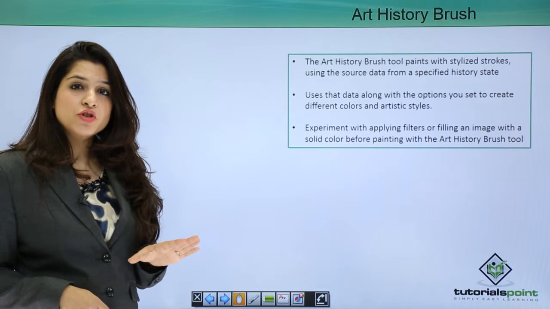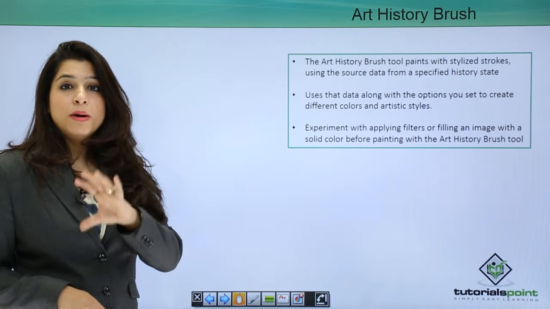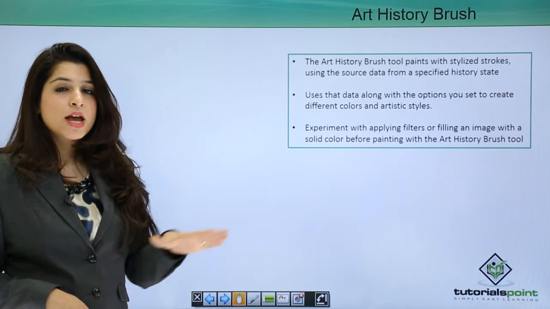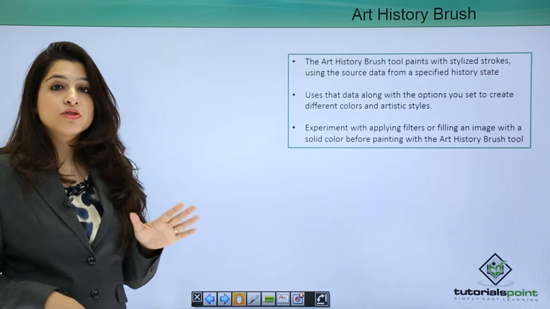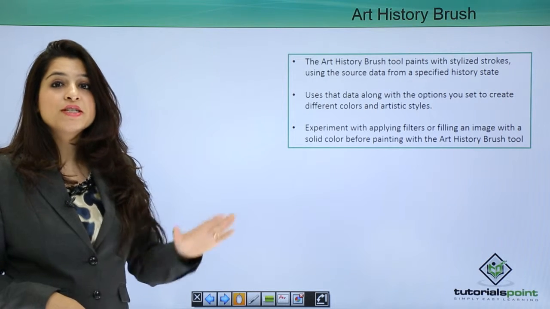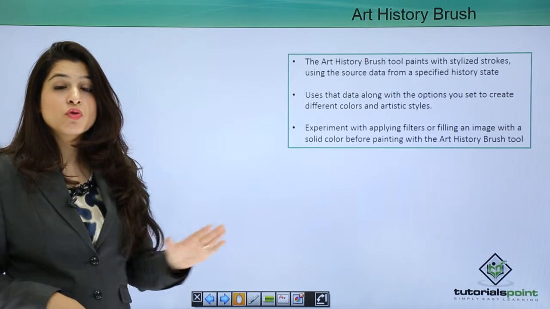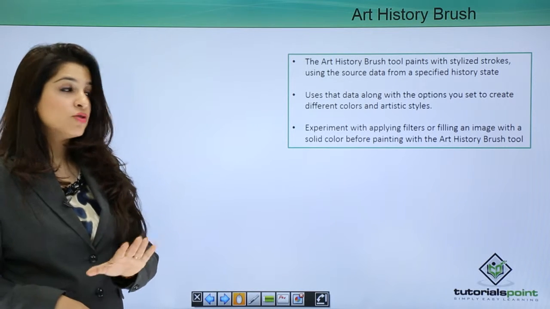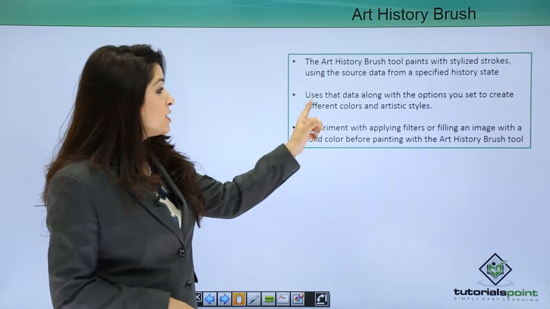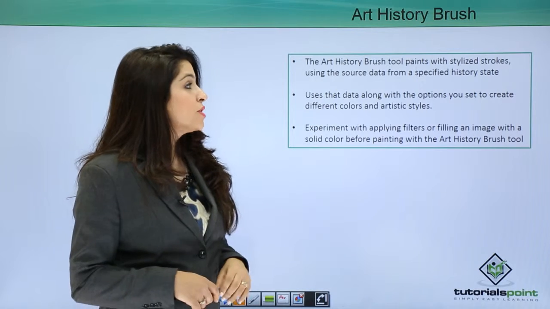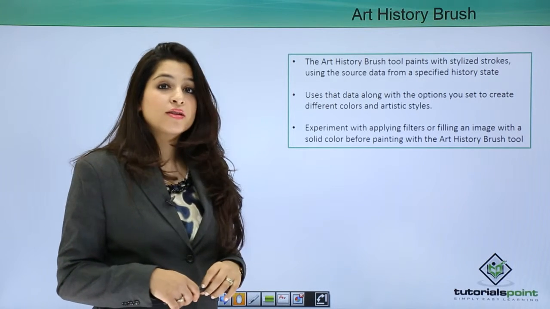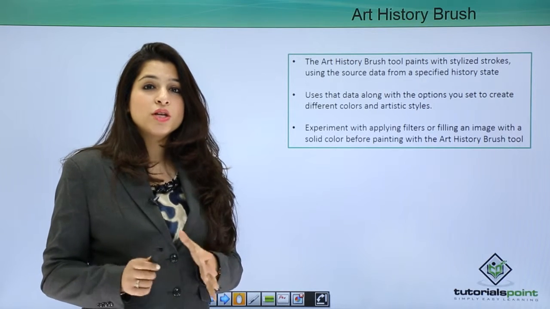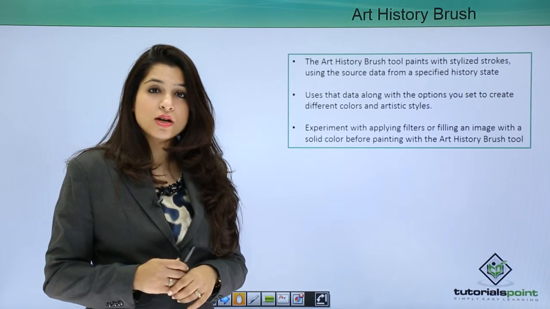So if I have an image and I place a colored layer on my image, and I start using the art history brush, it's going to create different artistic strokes using the history or the source from my image. It uses that data along with the options you set to create different colors and artistic styles, and you can experiment with filters to achieve some amazing effects with the art history tool.